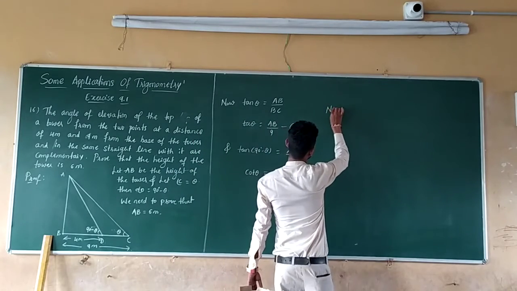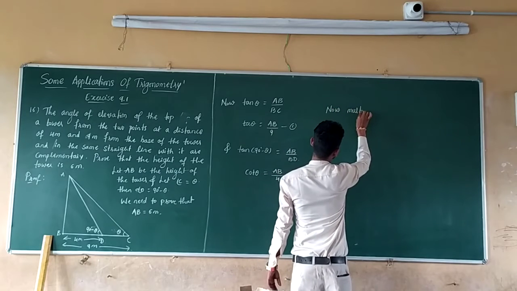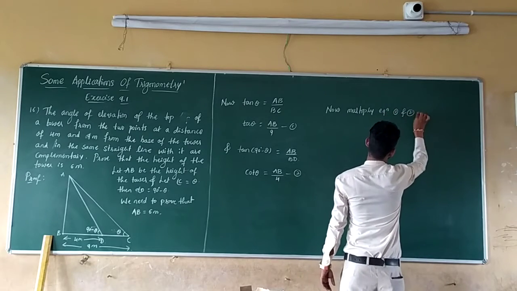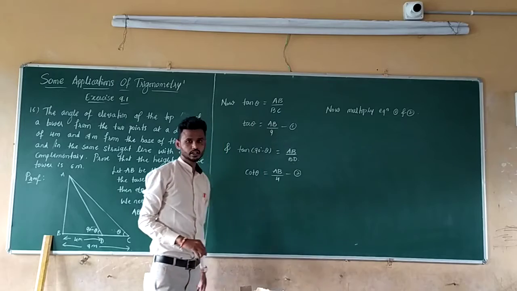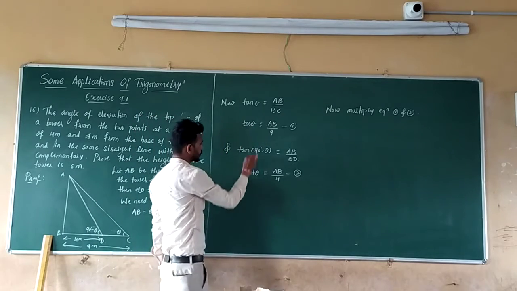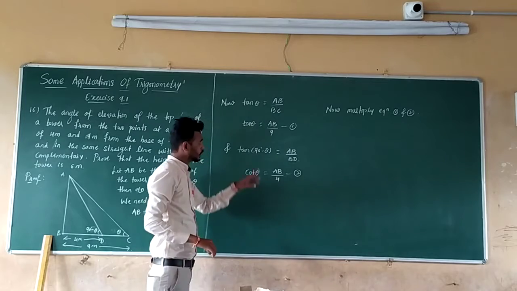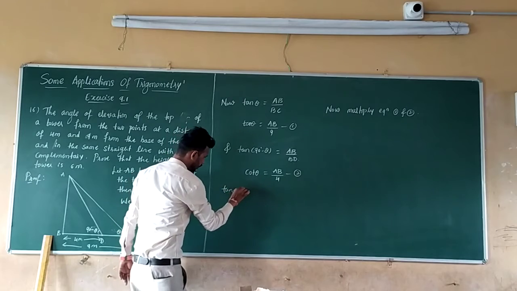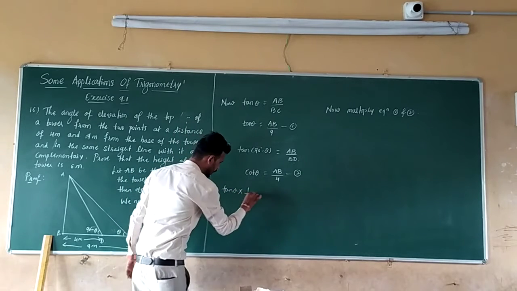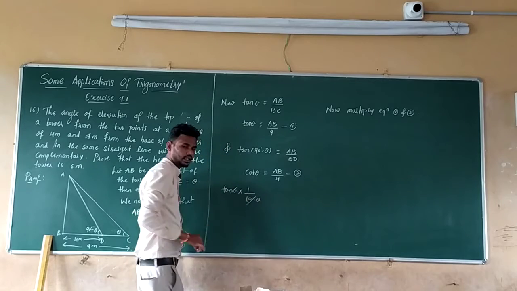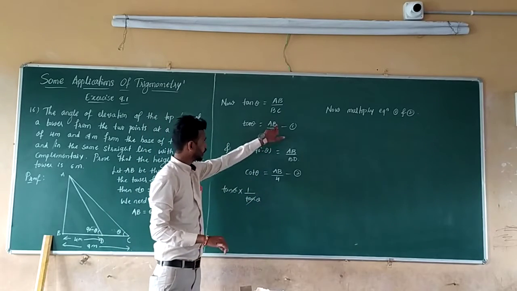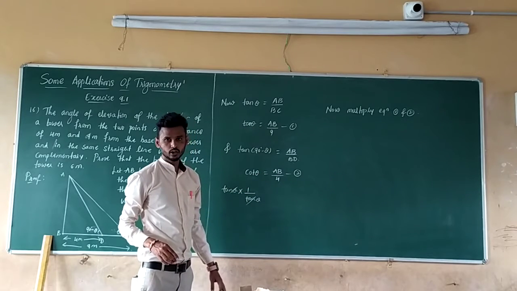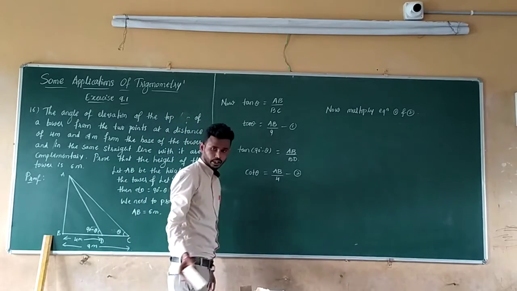Now multiply equation 1 and 2. Why do we need to multiply these two equations, you may ask. If you multiply equations 1 and 2, then tan theta into cot theta gives 1, because cot theta is the reciprocal of tan theta, so 1 by tan theta. These two cancel and you get 1, and we need AB, so you will get AB. For that you need to multiply equations 1 and 2.